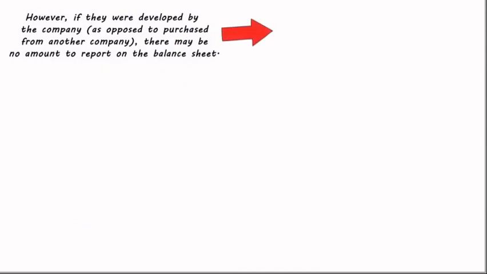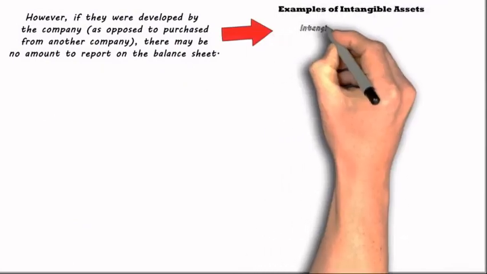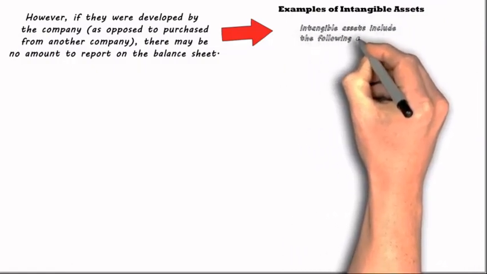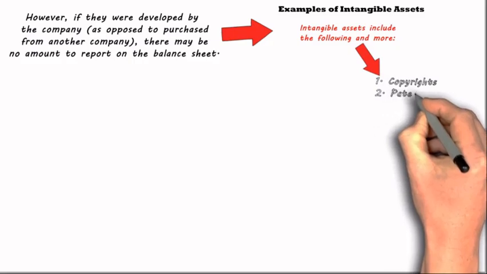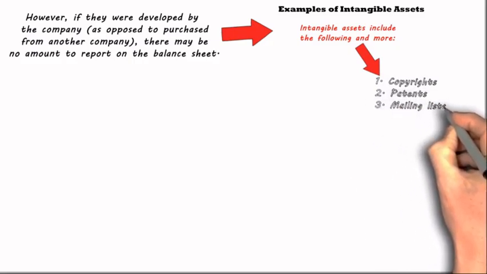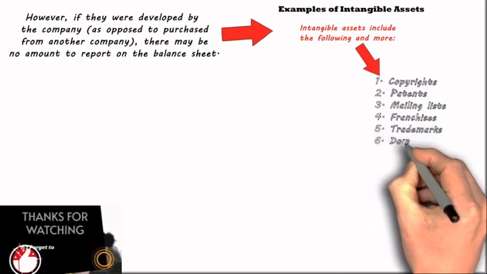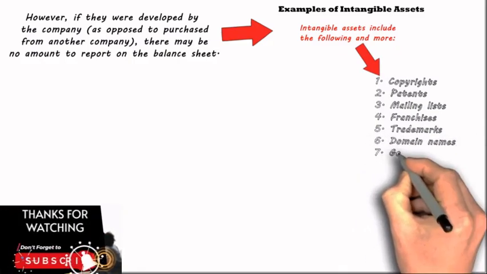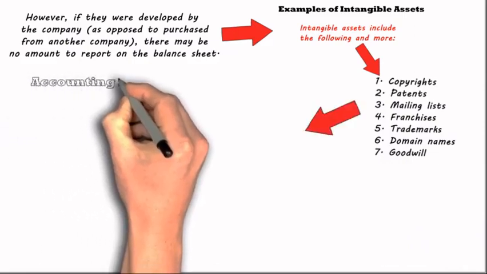Examples of intangible assets. Intangible assets include the following and more. 1. Copyrights. 2. Patents. 3. Mailing lists. 4. Franchises. 5. Trademarks. 6. Domain names. 7. Goodwill.